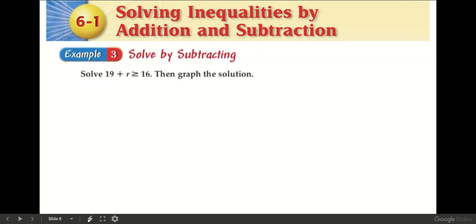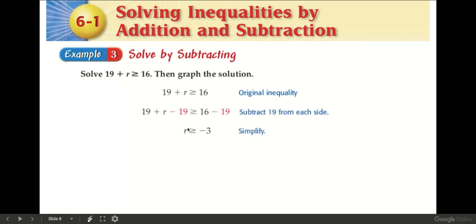So let's look at example number 3. Solve 19 plus r is greater than or equal to 16, then graph the solution. So again, I want to isolate the variable. So I'm going to start by subtracting 19 from each side. And I would get r is greater than or equal to negative 3. So now I have my solution.